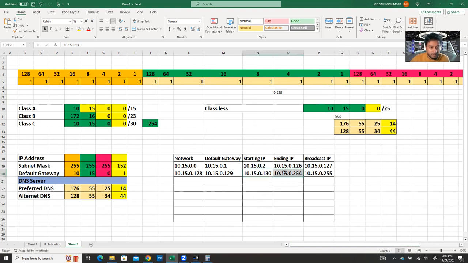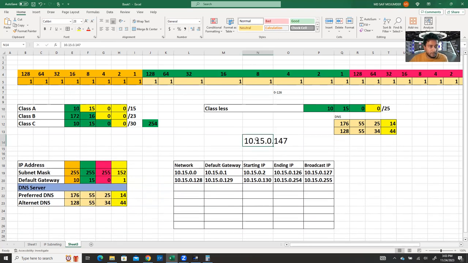So now, how can we see an example? For an example, we know how many IPs we have here, right? So we have IPs from 130 to 254, right? Those are our IPs. So say any one of the IPs in between. Say for example, we are assigning IP address number 147, just for an example. Where? Here. 10.15.0.147, right? So 147 belongs to this range, right? In this range, right? What should be our default gateway?